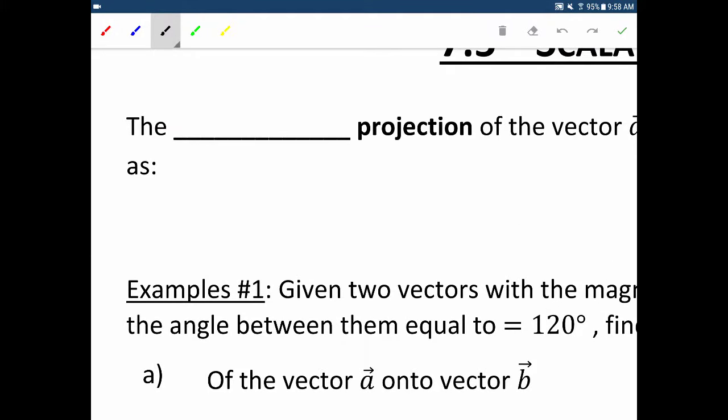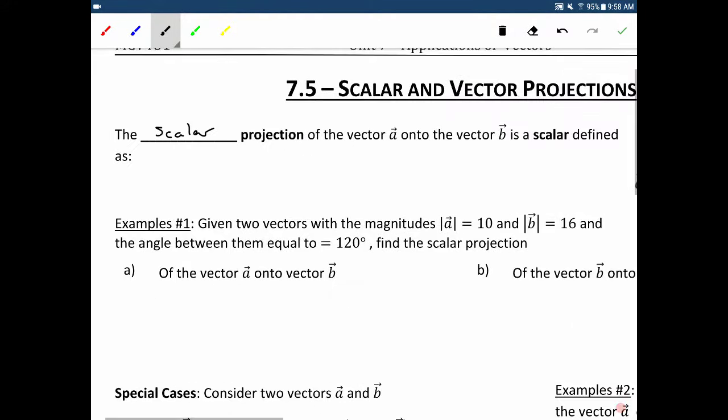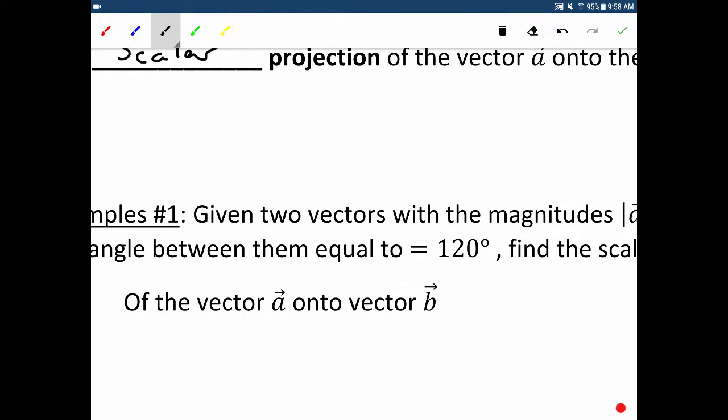So the scalar projection of the vector A onto the vector B is defined like this. Not everybody uses this notation. I think your textbook does not actually. I think it just uses words to describe it, and that's fine. It doesn't really matter. Okay, so we want the scalar projection of A onto B.